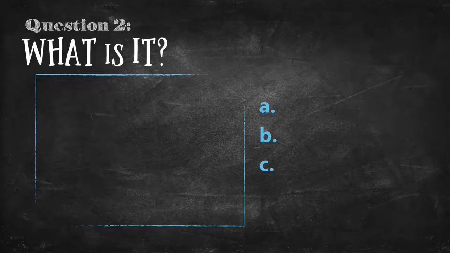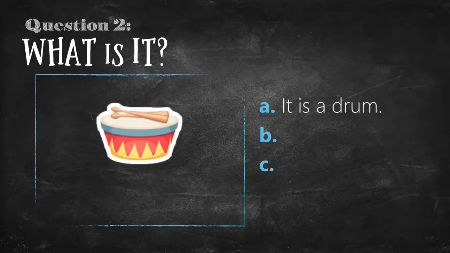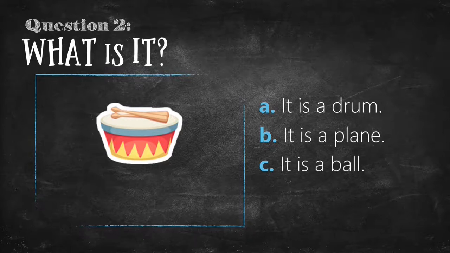Question 2. What is it? It is A. Drum. B. Plane. Or C. Ball. The answer is A. Drum. It is a drum.